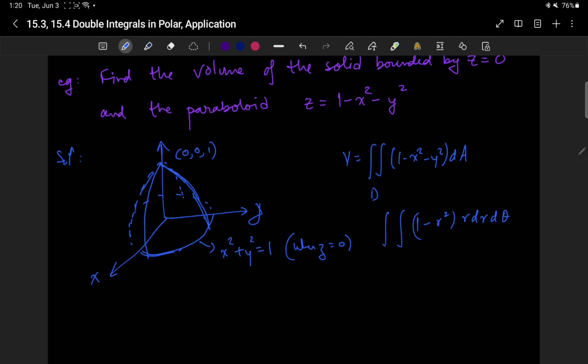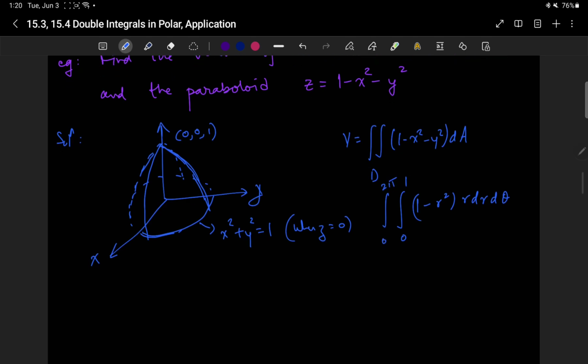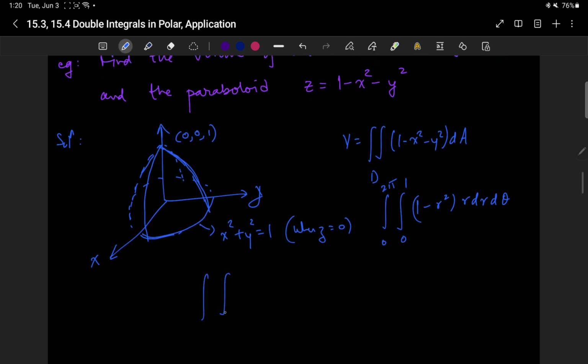All you have to do is make sure you have the right limits. r goes from 0 to 1, and because we are finding the volume, which means we're going all the way around, theta is 0 to 2 pi. So basically you have a repeated integral, 0 to 2 pi, 0 to 1, of r minus r cubed dr and then d theta.